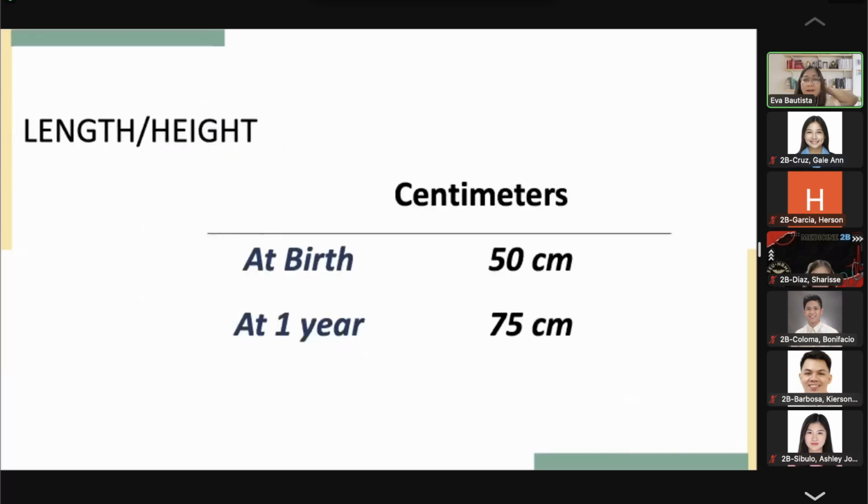So the expected height at birth is 50 centimeters. And the expected increase during the first year is 25 centimeters.